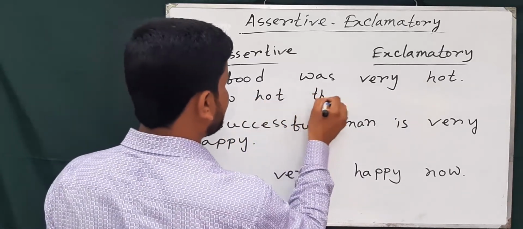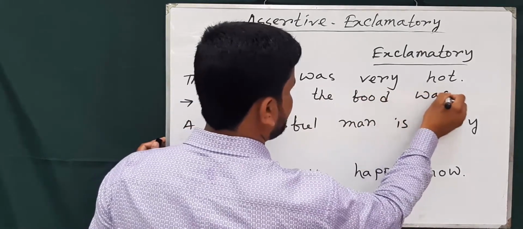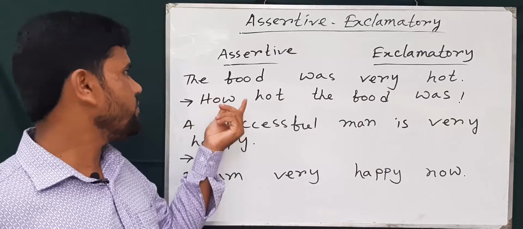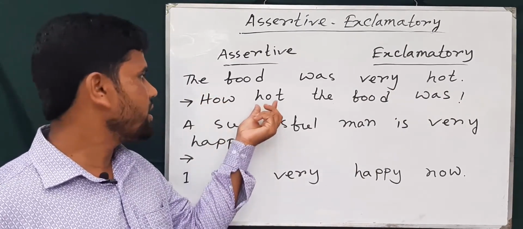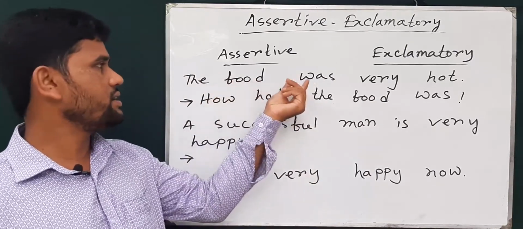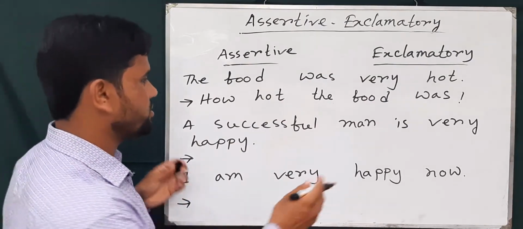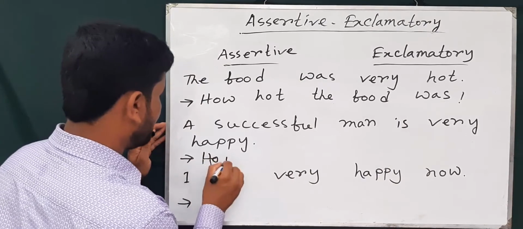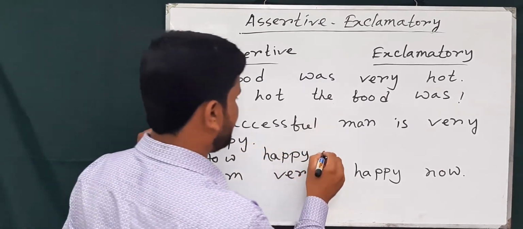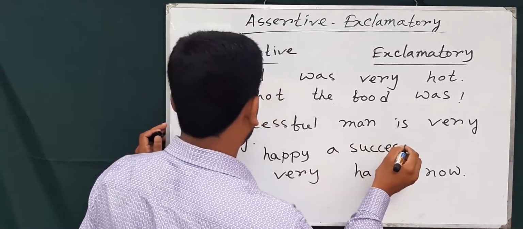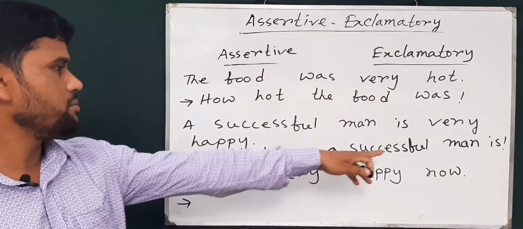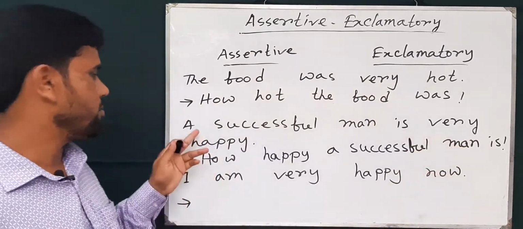Then we can use the subject and verb and a note of exclamation mark. So when we find very or great without a or an, we use how at the very beginning of an exclamatory sentence, and how follows an adjective, and we must use subject and verb at the end. But in an assertive sentence, we find subject and verb at the very beginning. So like this, you see, we find very, so we can use how, and then adjective, how happy, and then subject and verb, a successful man is. So a successful man is subject and verb. I write it at the end of the exclamatory sentence.